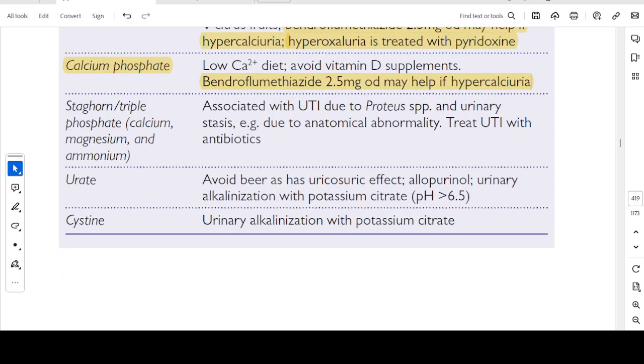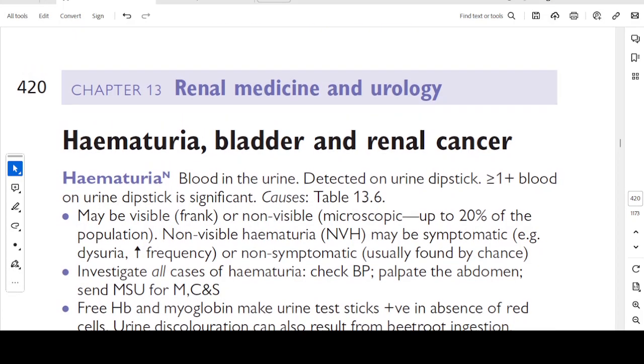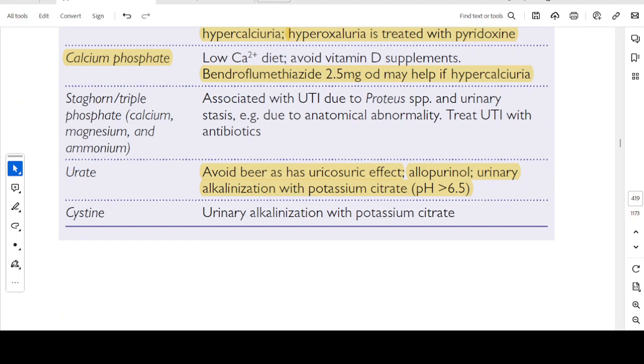Urate stones. Avoid beer as it has a uricosuric effect. So whenever you have urate stones, you need to avoid beer. Allopurinol, and urinary alkalinization with potassium citrate, keeping the urinary pH more than 6.5. Keep it alkalinized. Cysteine stones: urinary alkalinization with potassium citrate.